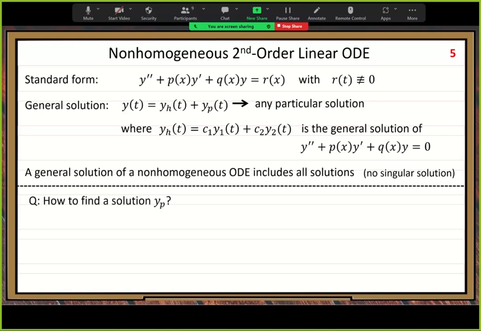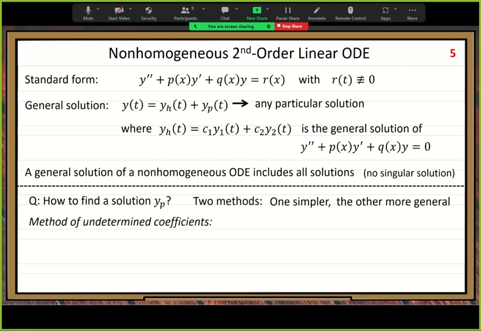Question: how to find the particular solution y little p? That's something we asked before. This time, there are some methods we can apply to find a particular solution. In this chapter, there are two methods we can use. The first one, we will see soon, is simpler. The second one is more general, but much harder than the first one.